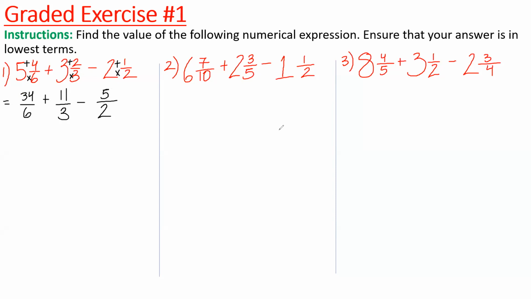And what do we do at this point? What else do we do? At this point, we have to find the LCM. All right, what is the LCM of 6, 3, and 2? 6. So we're going to multiply 6 by 1, and this one by 1 as well. We're going to multiply the 3 by 2, and multiply the top by 2 as well. We're going to multiply the 2 by 3, and multiply the 5 by 3. Good.